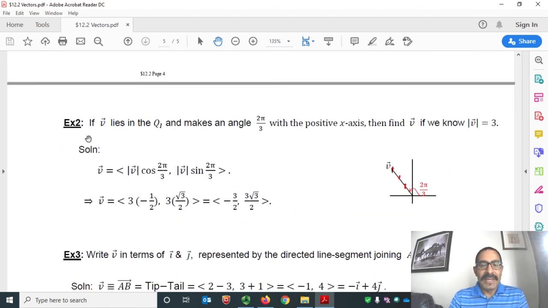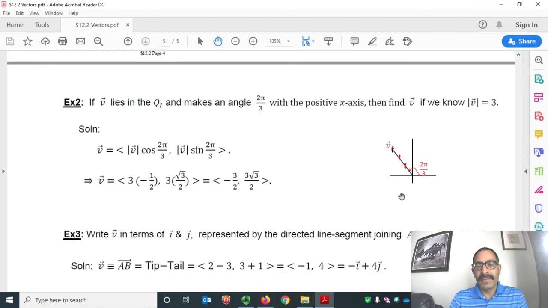Example 2. If the vector v lies in the first quadrant and makes an angle 2 pi over 3 with the positive x-axis, then find the vector v if we know the magnitude of v is 3. Let's see the diagram here. When the angle is 2 pi over 3, then our vector lies in the second quadrant, not in the first quadrant, and it makes the angle 2 pi over 3 with the x-axis. Okay. So now this is the second quadrant.